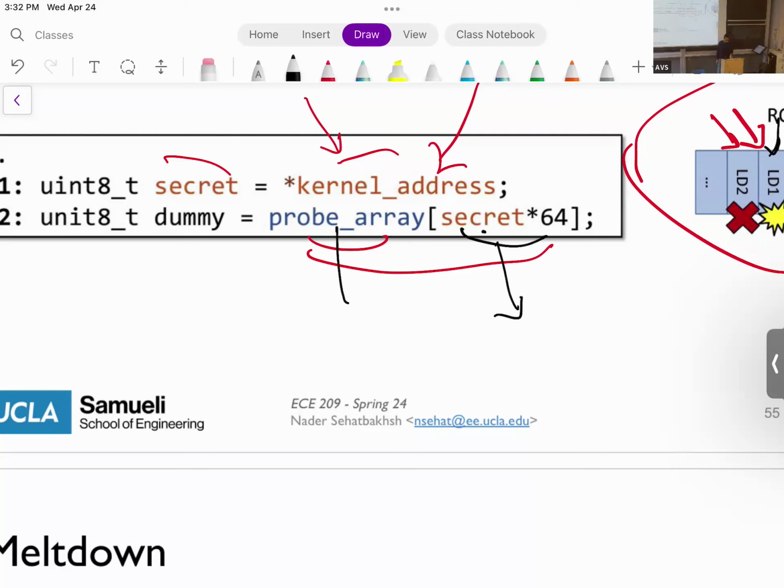And I can control this probe array. This is the array that the adversary controls. It can basically just read the values in this probe array and know which one has been loaded into the cache. That's all I need to do, okay? So essentially, I'm translating the value of the secret into an address of memory. And by doing cache side channel attacks, I will learn that address of the memory. And as a result, I know the value of the secret. Does that make sense?